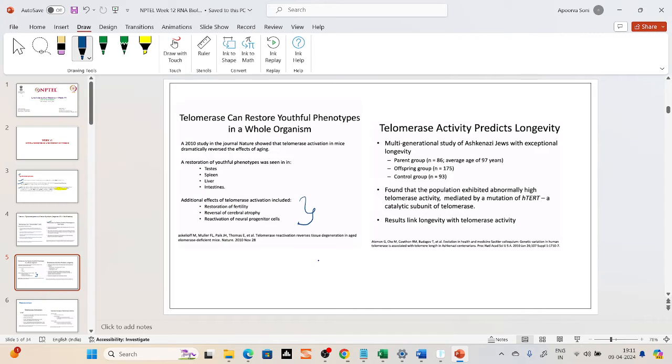Then telomerase activity predicts longevity. Obviously, how healthy your cell is depends upon how many telomeres you have, and the number of telomeres depends upon whether you have telomerase or not. If telomerase is not there, then cells eventually will die and will not survive for a very long number of replications. It all depends upon the number of telomeres you have. Okay, so high telomerase activity will result in longevity. Fine.